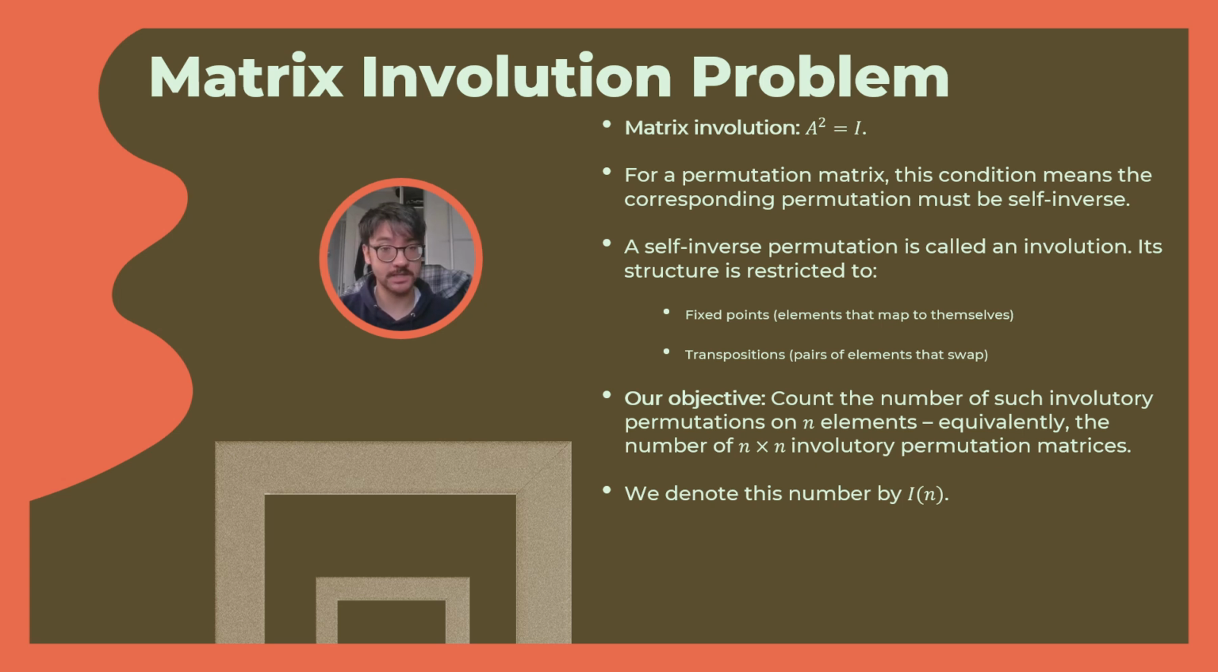Its structure is restricted. It can only consist of fixed points, where an element maps to itself, and transpositions, where two elements are swapped. Our objective is to count the number of such involutory permutations, or equivalently, involutory permutation matrices, for a given size n. Let this number be denoted by I[n].